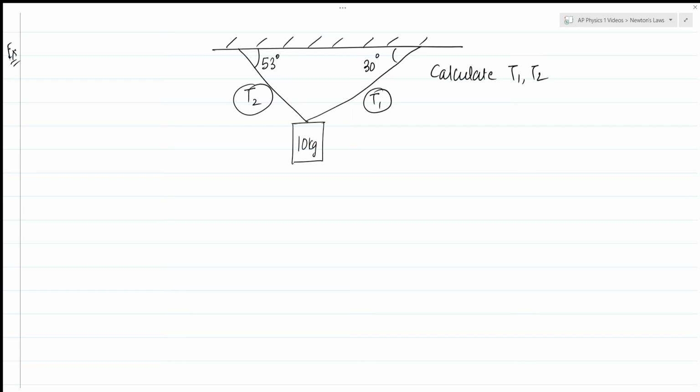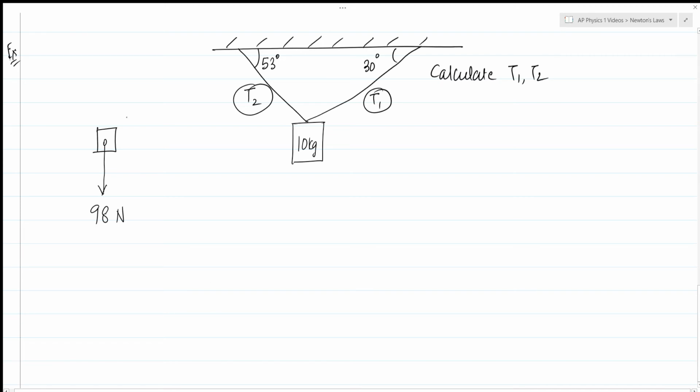So the first thing you do is draw a free body diagram. This would be a good time to pause, go ahead and draw your free body diagram, and then come back and check. All right, so assuming that you've done that, I'm going to draw my free body diagram here. First, we have the force of the earth on the object, which is its weight, which is going to be equal to 98 newtons.